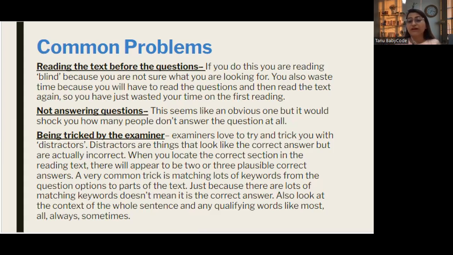Third thing is being tricked by the examiners. Now examiners do have a habit, they love to try and trick you with distractors also. Now what are distractors? Distractors are those things that look like the correct answers but they are actually incorrect, right? When you locate the correct section in the reading test, there will appear to be two or three possible correct answers, right? So a very common trick is matching a lot of keywords from the question to parts of the text. Just because there are lots of matching keywords doesn't mean that it is your correct answer.